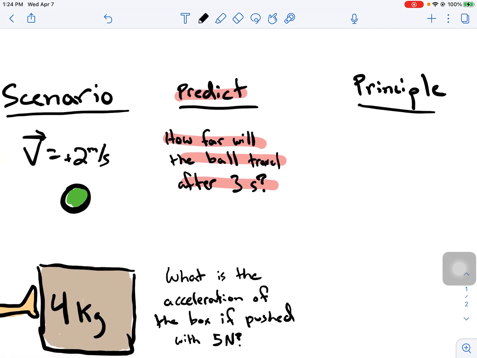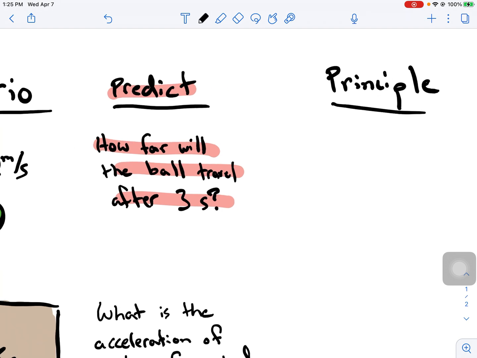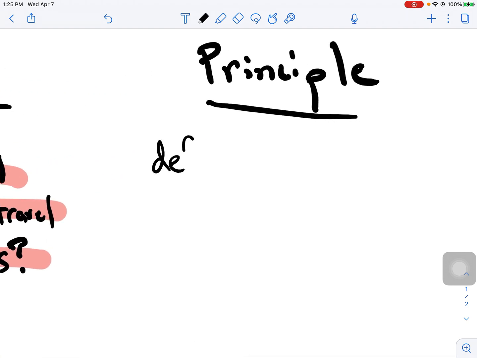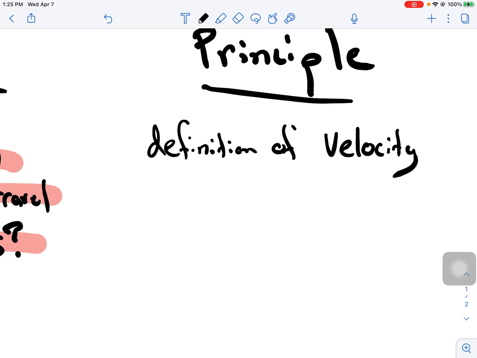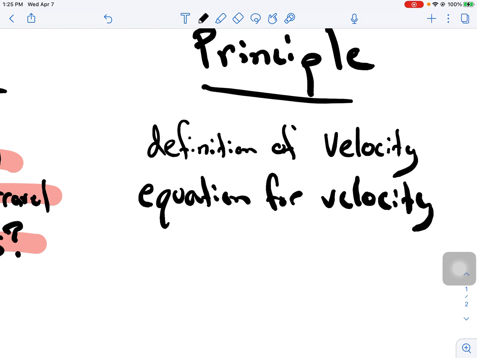Well, if you want to solve this question, you really have to know about velocity, namely maybe the definition of velocity. Definition of velocity, that would be a scientific principle or idea or a concept. Knowing that velocity is how far you go in a certain amount of time. Another way of saying the same thing is the equation for velocity, or your formula for velocity. Namely, velocity equals distance divided by time.